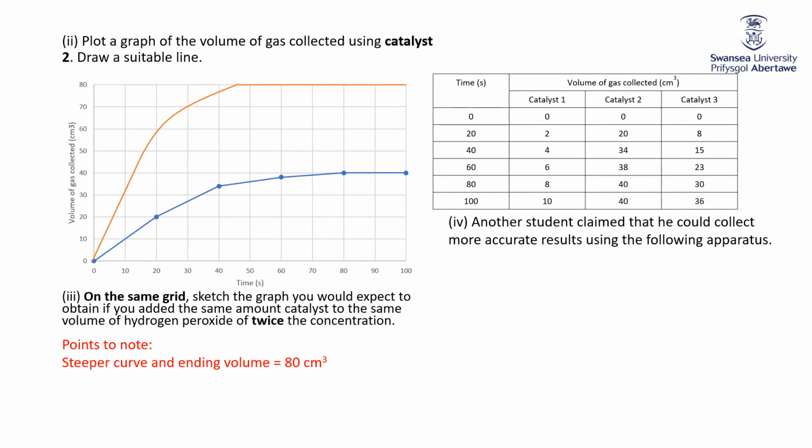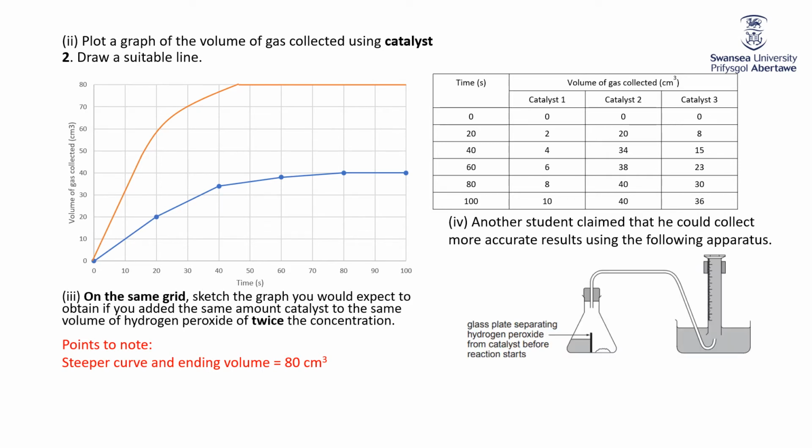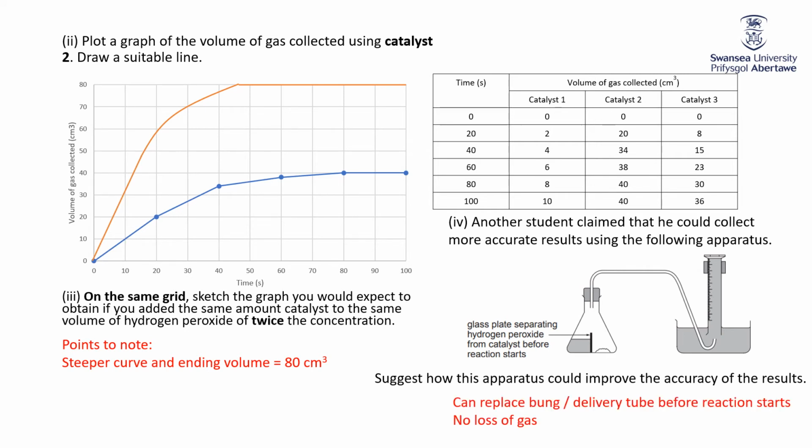The next part is about another student who claims he could collect more accurate results using the following apparatus. It's just how this apparatus could improve the accuracy of the results. And that is, you can replace the bung and delivery tube before the reaction starts, so there is no loss of gas.